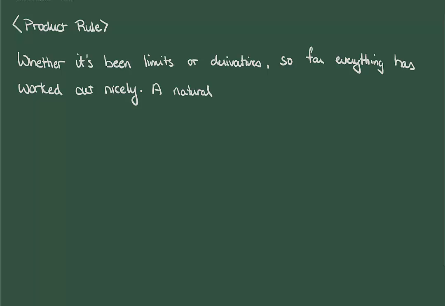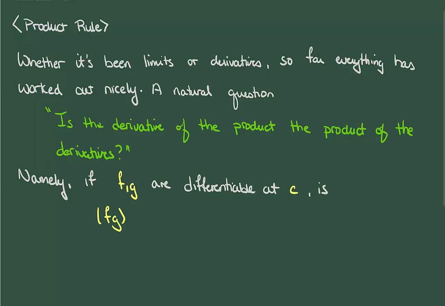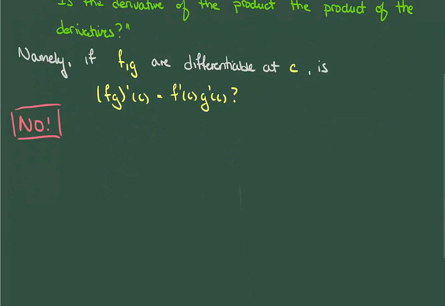So a natural question to ask is, does the derivative of a product of functions equal the product of the corresponding derivatives? Mathematically, if f and g are differentiable at c, is the derivative of f times g equal to f prime g prime? The answer is definitely not. And I'm going to take some time to really highlight this because I don't want you to see this formula and accidentally think that it's correct.